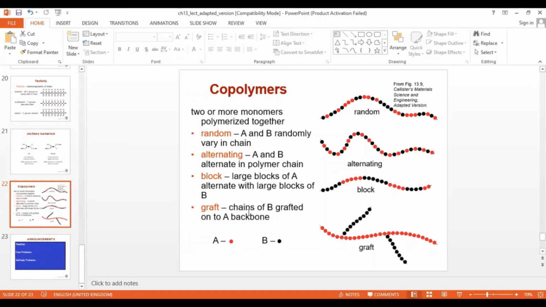Then I have graft copolymer. In the graft copolymer, the main polymer will be there, the main monomer will be there. But for the other one, we have two types now, A and B. One will be there, and the other one, B, will be a kind of branch. This is kind of joined in between. So chains of B are grafted onto the backbone.